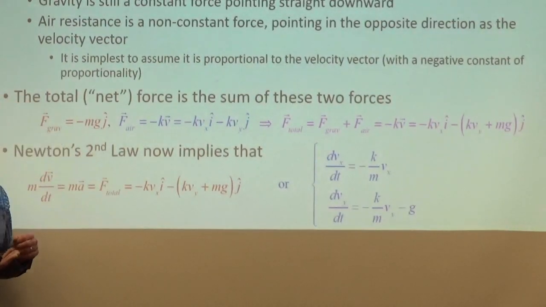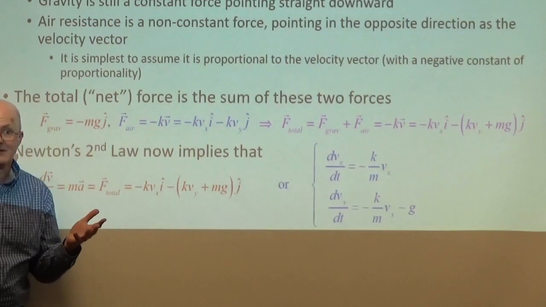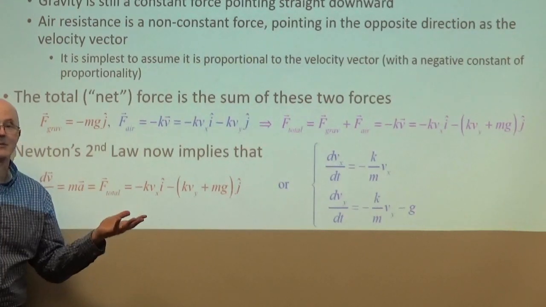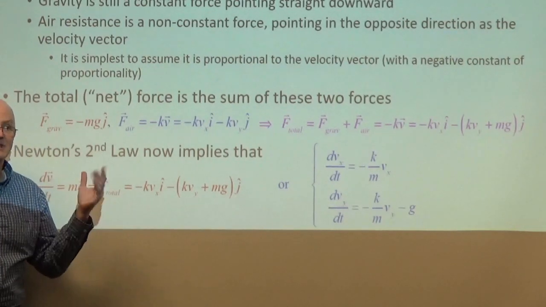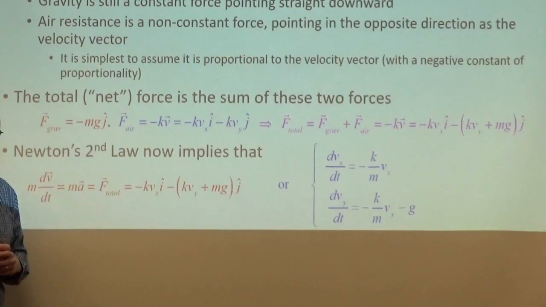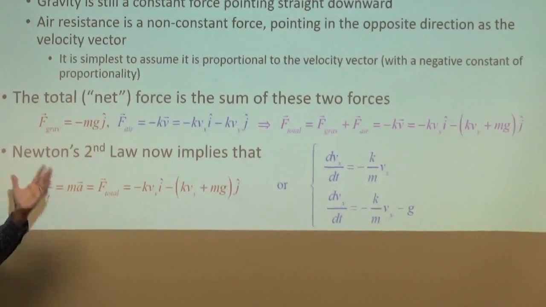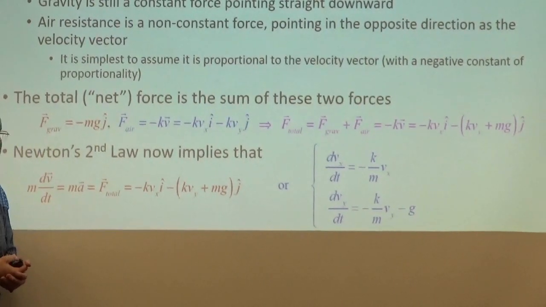Of course, g near the surface of the Earth is 9.8 meters per second squared, but if you were on the moon, it would be different. Or if you were on the top of a mountain, it would be different. Or if you were on Mars, it would be different. g is dependent on the size of the planet or moon, and also how high above the surface you are. m is the mass. It can be different for different masses.